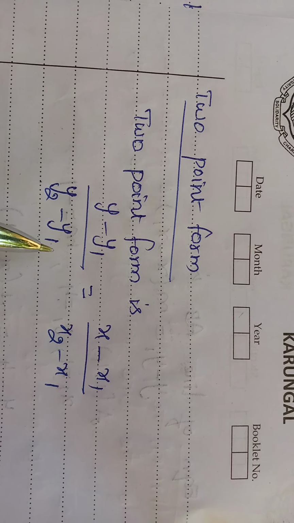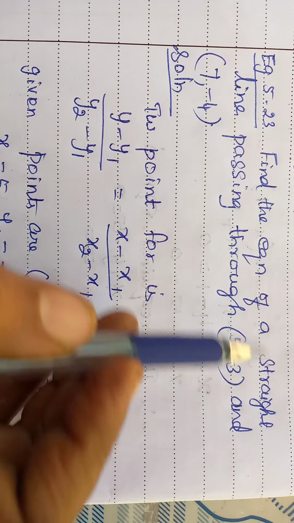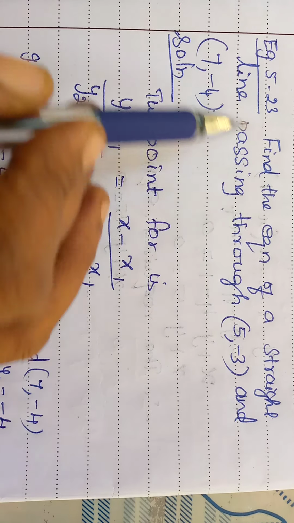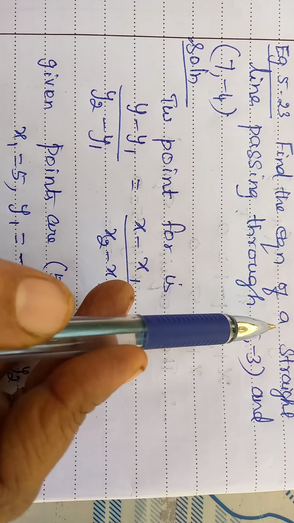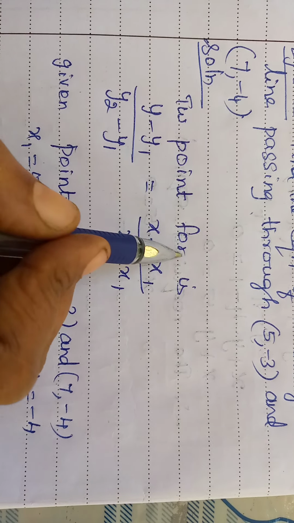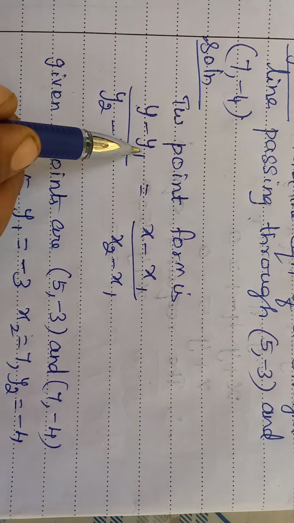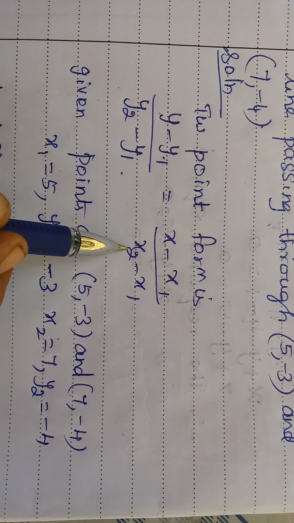Next example is 5.23. Find the equation of a straight line passing through two given points. I told you, if two points are given and they ask to find the equation, we have to use the two-point form. So let's write the formula. The two-point form is (y minus y1) by (y2 minus y1) equal to (x minus x1) by (x2 minus x1).